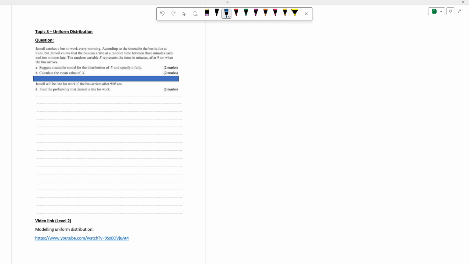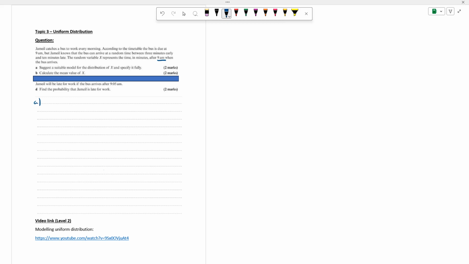So I've got Jamil catches a bus to work every morning. According to the timetable, the bus is due at 9 a.m. But Jamil knows the bus can arrive at a random time between 3 minutes early or 10 minutes late. The random variable x represents the time in minutes after 9 a.m. That's the key bit here, after 9 a.m. Suggest a suitable model and a distribution for x and specify it fully.